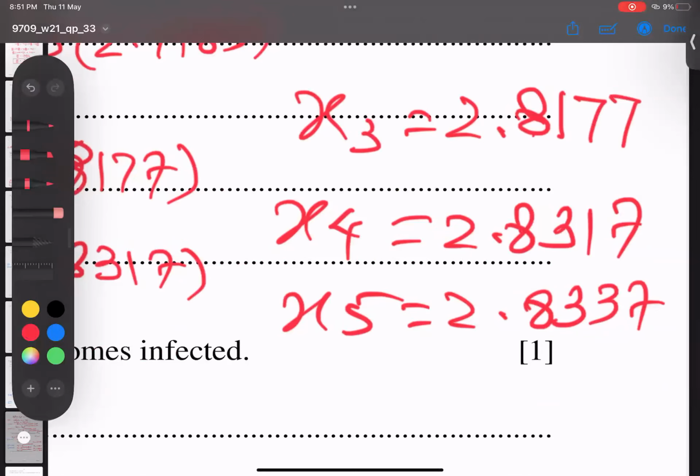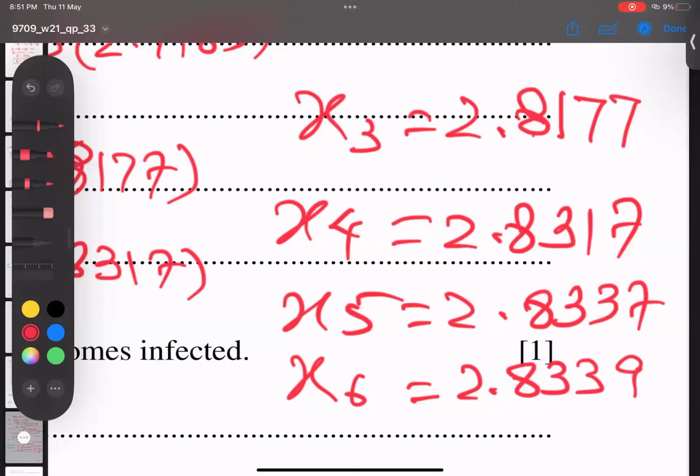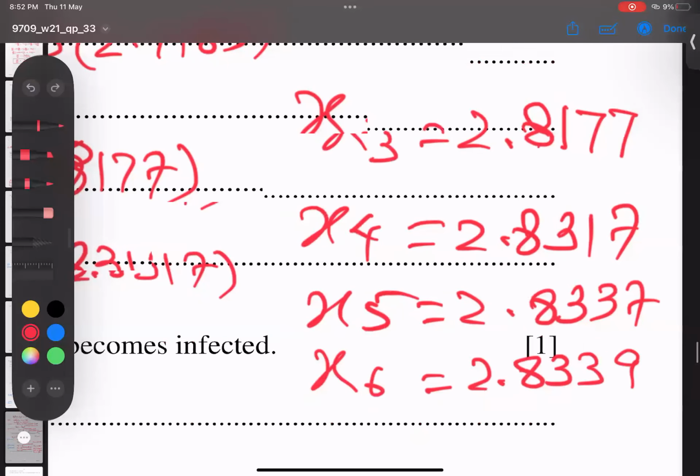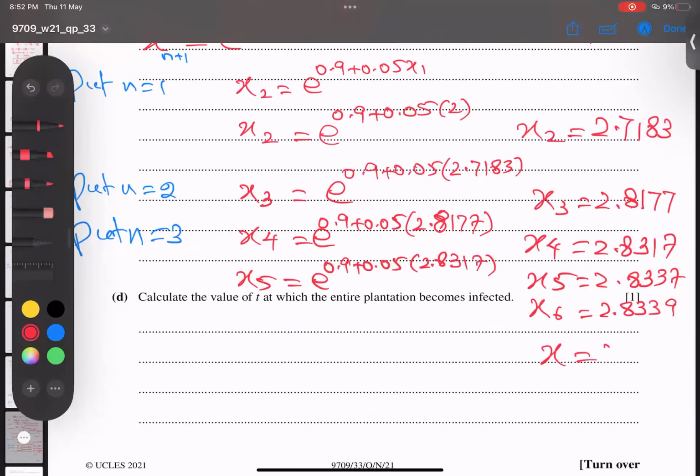But I will just check one more time. X6 is not changing much, and I think x6 is coming with us 2.8339. So it means these numbers are starting to match, and this number is still staying less than 5. So it means our answer is coming with us 2.83 approximately. Alhamdulillah Rabbil Alameen. And what is the next part?